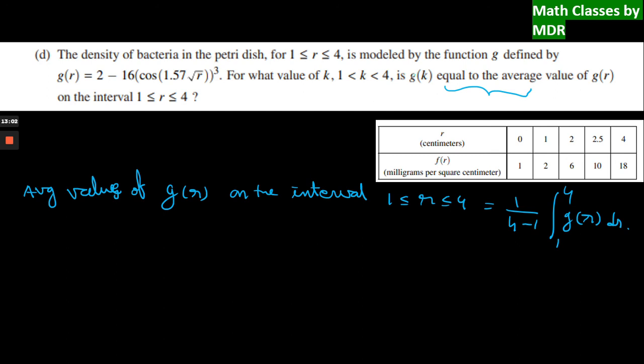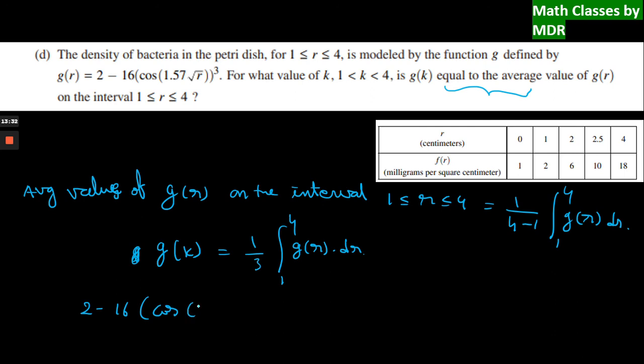Now the question is g of k. What value of k? G of k is equal to this. Just equate g of k to this. Then we will have it. G of k is equal to 1 by 3 times the integral from 1 to 4 of g of r dr. That's it. You can use the graphing calculator for this question so that you can get the answer for this integration, and equate g of k. G of k is nothing but 2 minus 16 cos (1.57 root k) whole cube, which is equal to this.